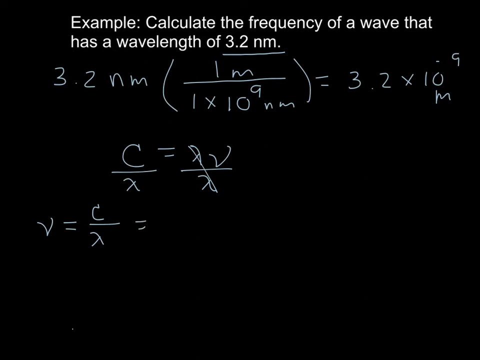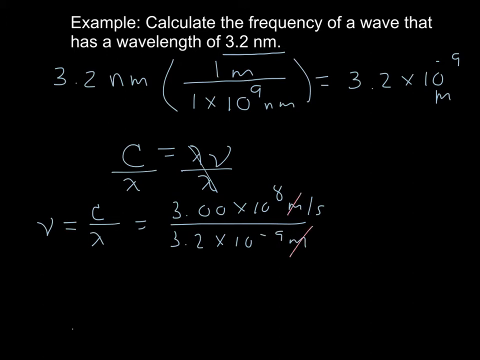c is the speed of light, 3.00 times 10 to the 8th meters per second. And we're going to divide that by 3.2 times 10 to the negative 9th meters. Our meters cancel out and we're left with 1 over second, which is hertz. When we run our calculation on our calculator, you should get 9.4. We can only keep 2 sig figs because of the 3.2. Times 10 to the 16th hertz, or 1 over seconds.